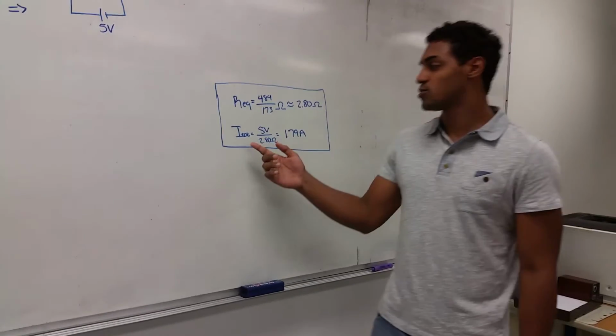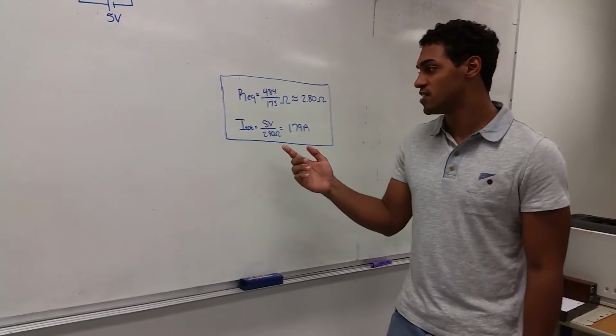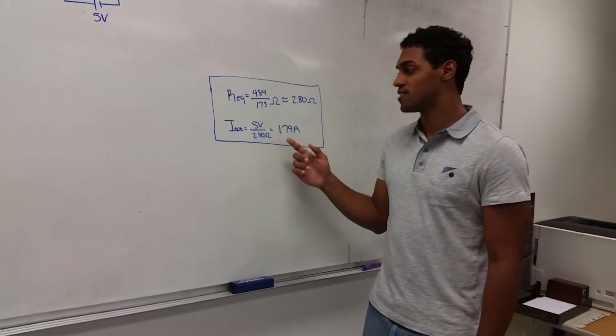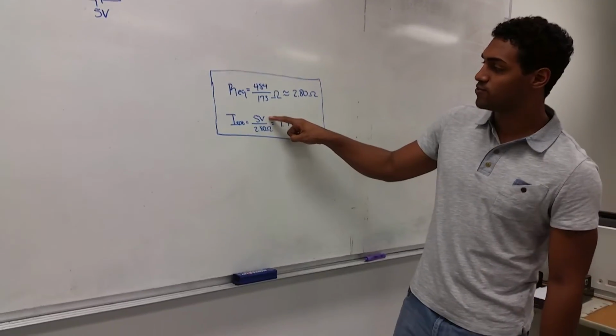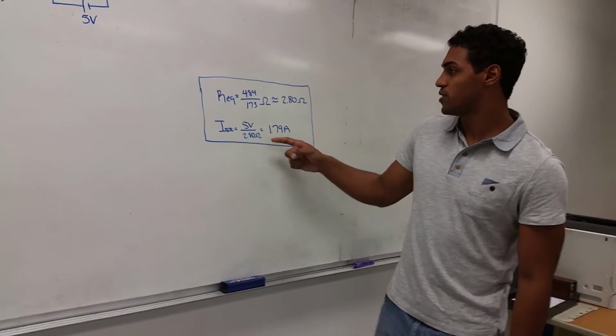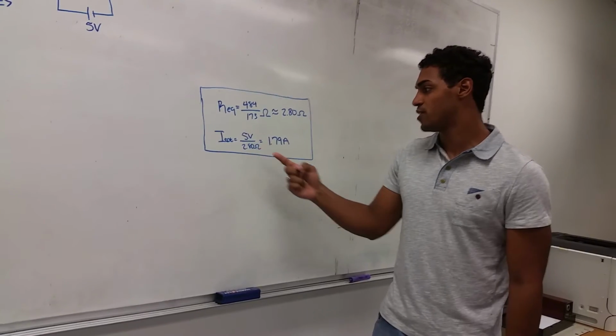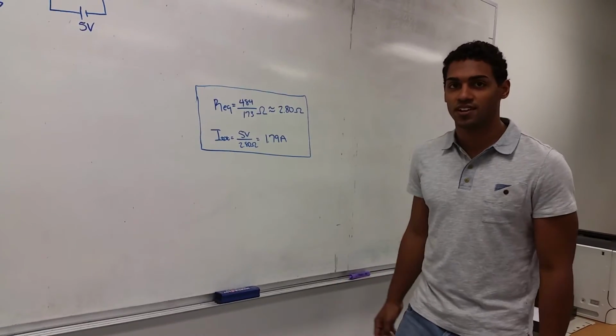So then we find our total current, which we use the equation I equals V over R. Our voltage for the circuit was 5 volts, and so we use our REQ, which is 2.8 ohms, and that gives us 1.79 amps.